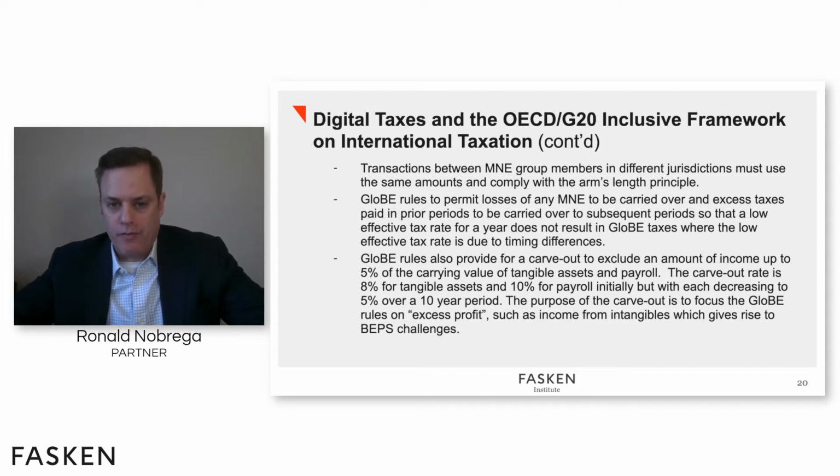Global rules will also provide for a carve-out to exclude income, a carve-out that is essentially equal to 5% of the carrying value of tangible assets and 5% of payroll. That will be the ultimate amounts. Starting up, those numbers will be 8% of tangible assets and 10% of payroll. But over a 10-year period, those thresholds will each be reduced to the 5% level. And why would they have this carve-out? The reason is they only want to have the global rules apply on what they consider excess profits beyond a normal return. So they're thinking of income from intangibles and other matters that give rise to base erosion and profit shifting concerns.